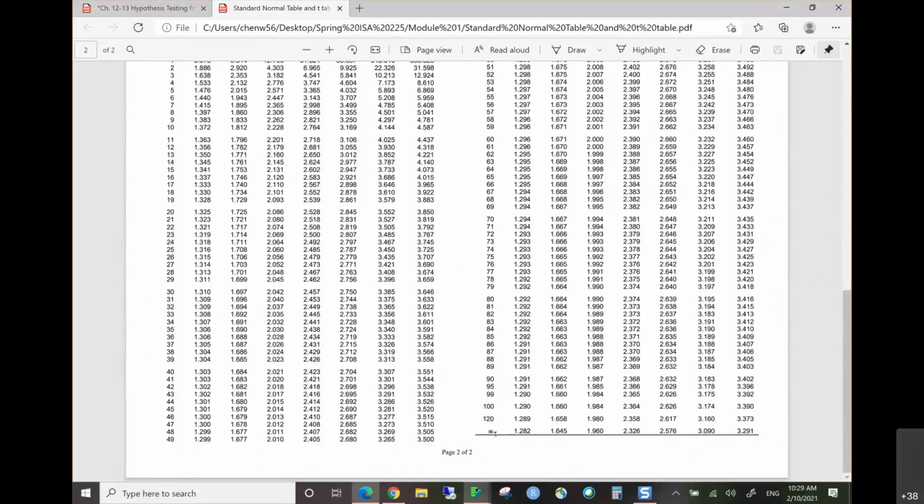But we are looking for the degree of freedom equal to 224. Which line do we need to go to? Which line do we need to focus on? We just find which one this degree of freedom is near to. Is it near to 100 or 120 or infinity? What is infinity? Infinity will be very, very large values.